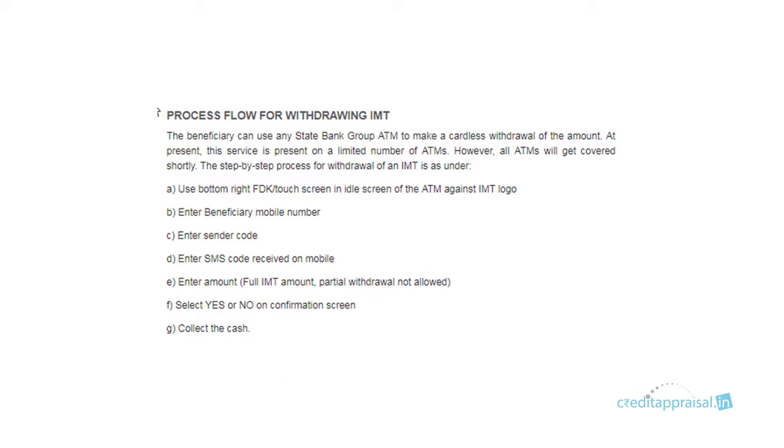The beneficiary will go to any ATM. Say, for example, you are doing a transaction at an SBI ATM, he'll go to an SBI ATM and make a cardless withdrawal. There will be a particular icon on the touchscreen of the ATM. He'll enter the beneficiary mobile number, and then a code. As and when you do an IMT transaction, some details will be sent to the other person's mobile, and that includes a code. So you'll enter the sender's code, then the SMS code received on the mobile, and then the amount. And immediately you'll get the funds.